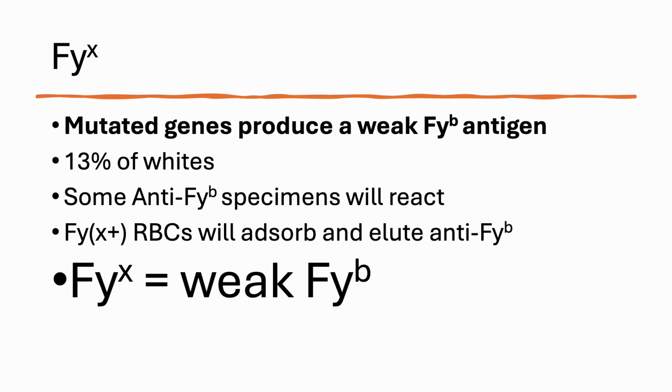So FYX is essentially a weakened form of the FYB antigen, and it's caused by mutations in that Duffy gene. The mutations result in reduced expression of that FYB antigen on those red cells, which can sometimes be missed during standard serologic testing. The FYX is found in about 13% of white individuals, and while it doesn't produce its own unique antigen, it can still react with some anti-FYB reagents, though the reactions are usually weak or inconsistent.